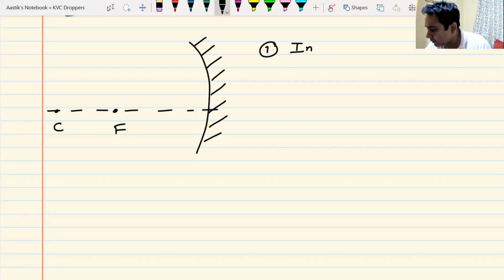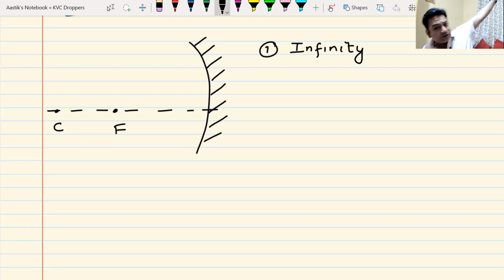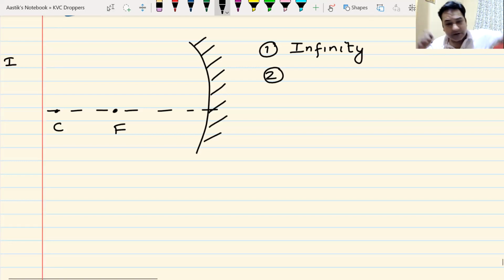The object is placed at a very, very large distance. Infinity means it is very far. You are probably seeing the image of the moon, or you are probably seeing the image of the sun in a concave mirror. Sun or moon are very, very far away from us. We can take them to be at infinite distance. Do we understand this? Then the second position, remember, this infinity is very, very large. So infinity is somewhere here, very, very far.